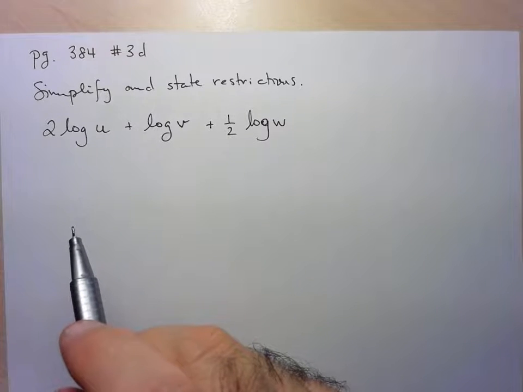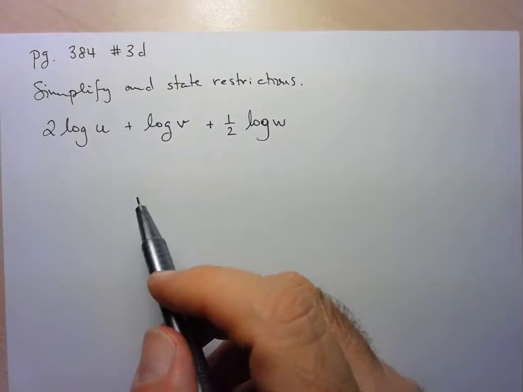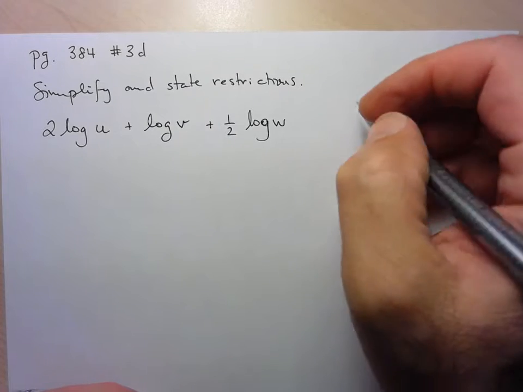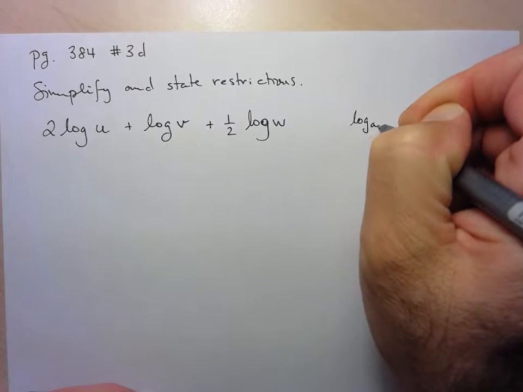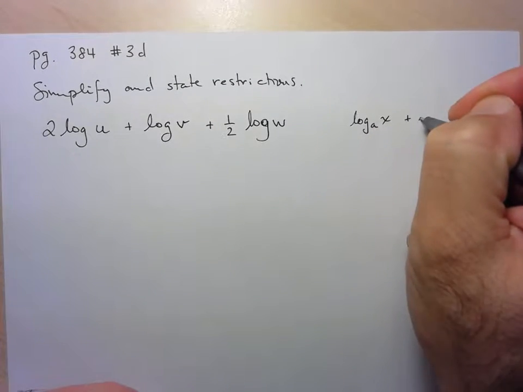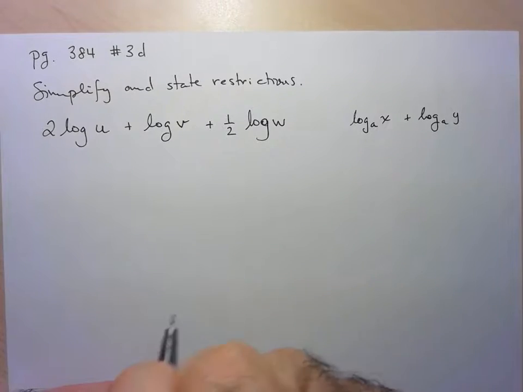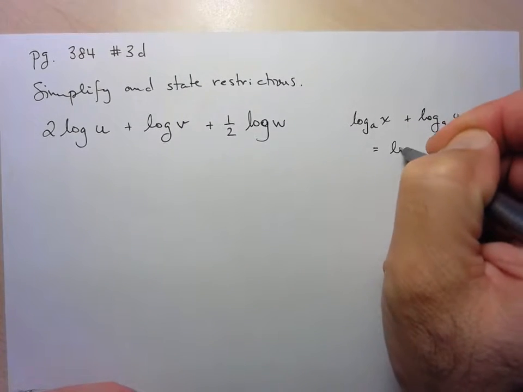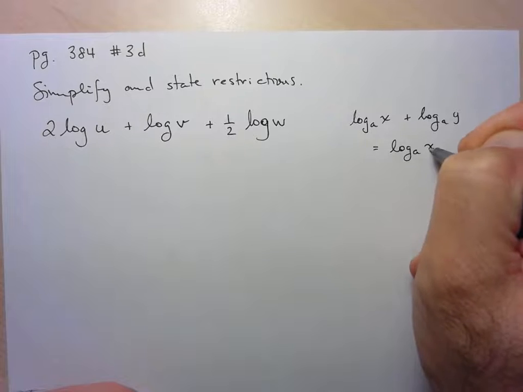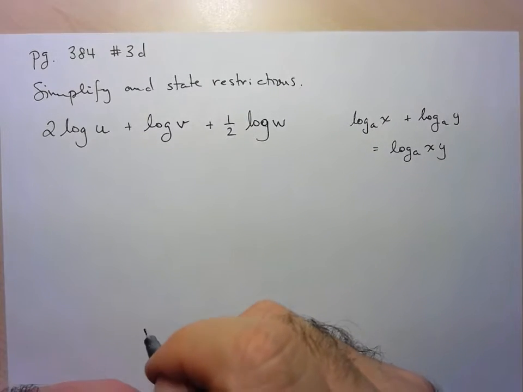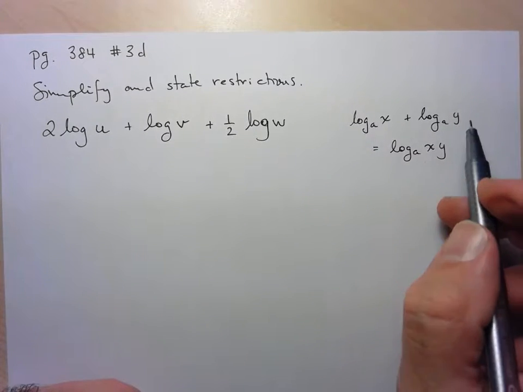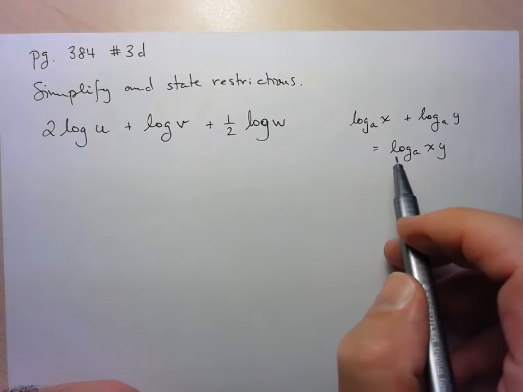But this is where you have to be careful, because let's take a look at what the first logarithm law says. Okay, it says log base a of x plus log base a of y is equal to log base a of x times y. Okay, this is the law. This is the only thing we've established.